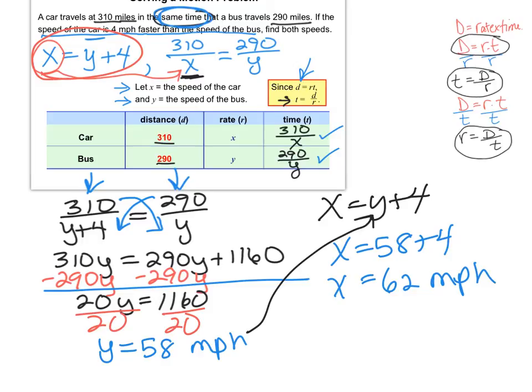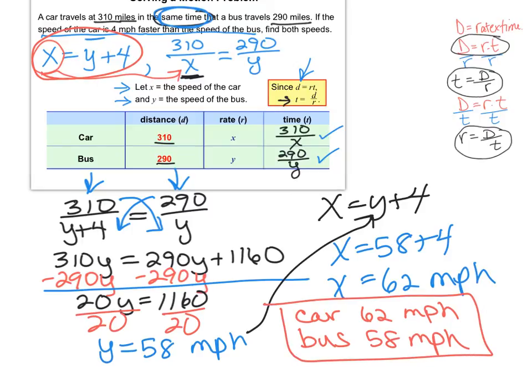So our final answer should be describing the speed, making it very clear. The car is traveling at 62 miles per hour, and the bus is traveling at 58 miles per hour. And you can double check that in the same amount of time, the car travels 310 miles, and the bus travels 290 miles.